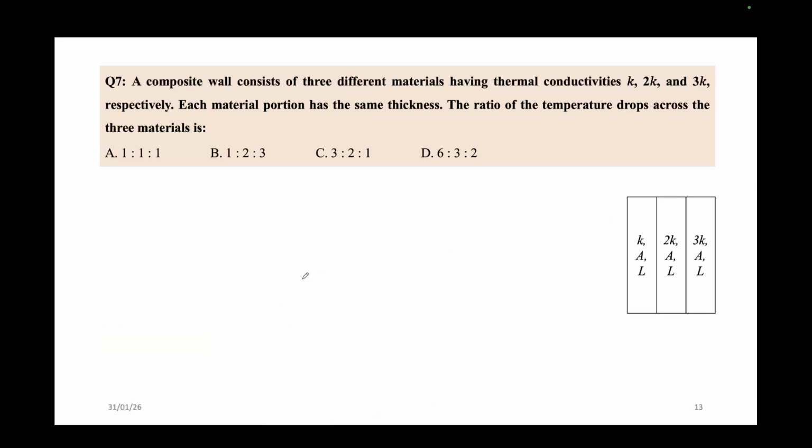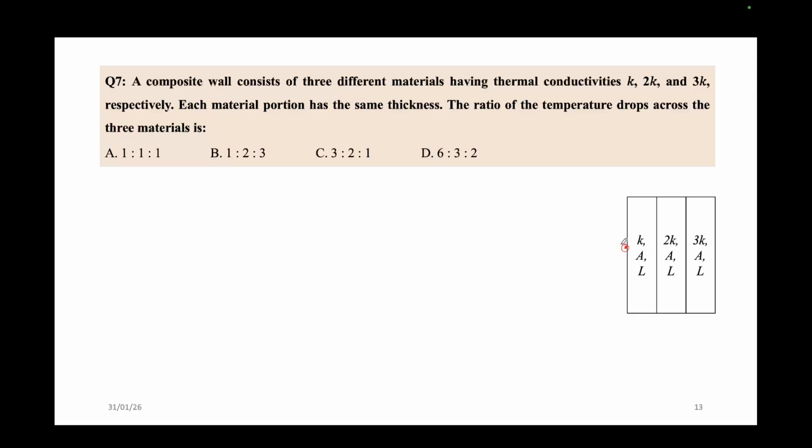So this is your next question. This is your thermal conductivity. The three block composite block means three blocks having different material. So thermal conductivity is K, 2K and 3K. Area and thickness is given same. Okay. So just say the ratio of the temperature drop.